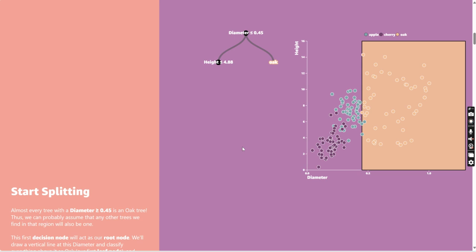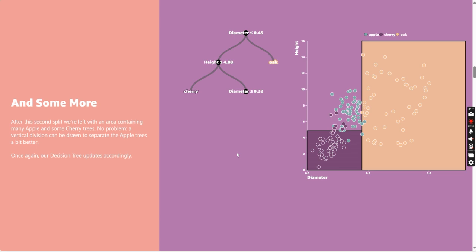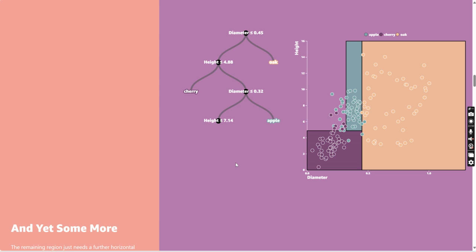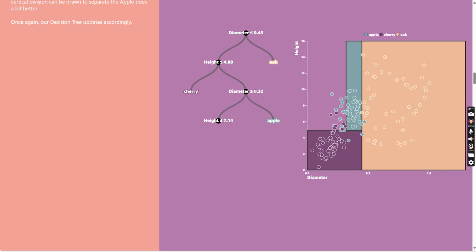I think that's a typing mistake, but it is greater than or equal to. So greater than or equal to 0.45, that is the first split. And for the second split, as you can see, it is less than or equal to, typed correctly here. Less than or equal to 4.88 is your cherry tree.